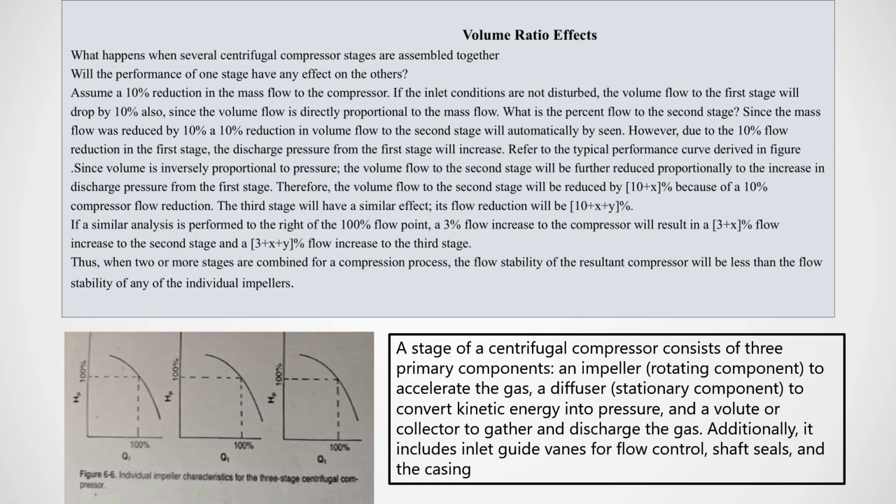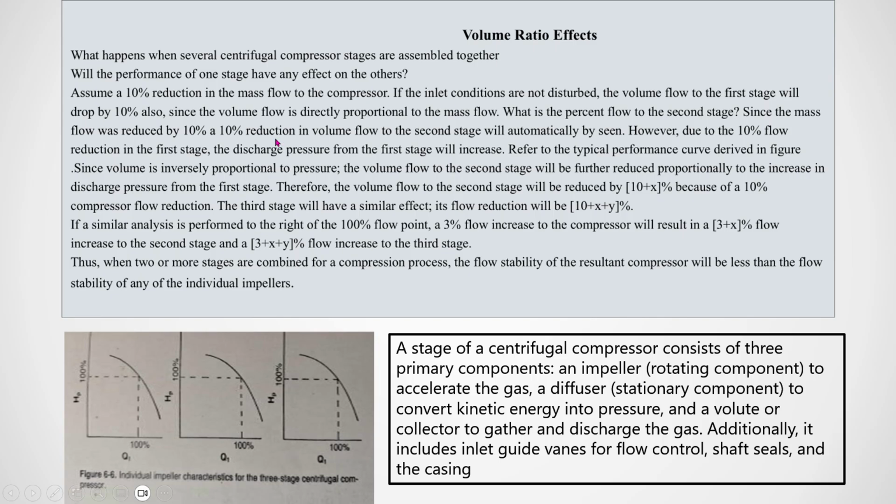In a multi-stage compressor, many stages are installed on a single shaft. We are going to discuss what happens when several centrifugal compressor stages are assembled together. Will the performance of one stage have any effect on the others? If there is any change in one stage, what will be its effect on the other stages? For this reason, we are going to discuss it case by case. The first one is the volume ratio effect.